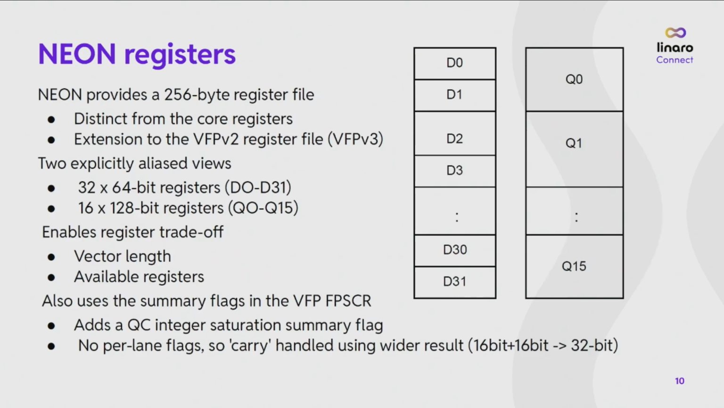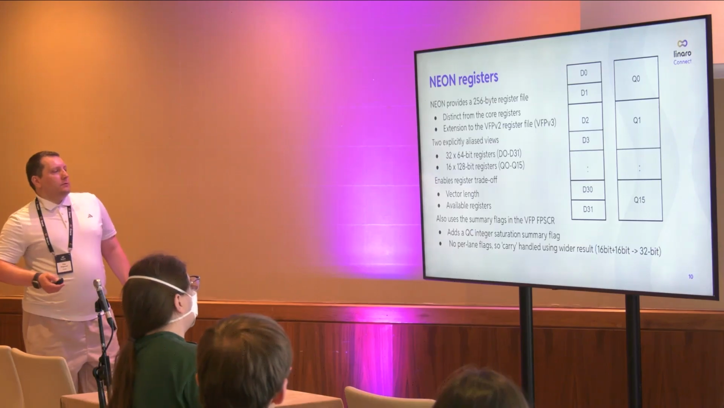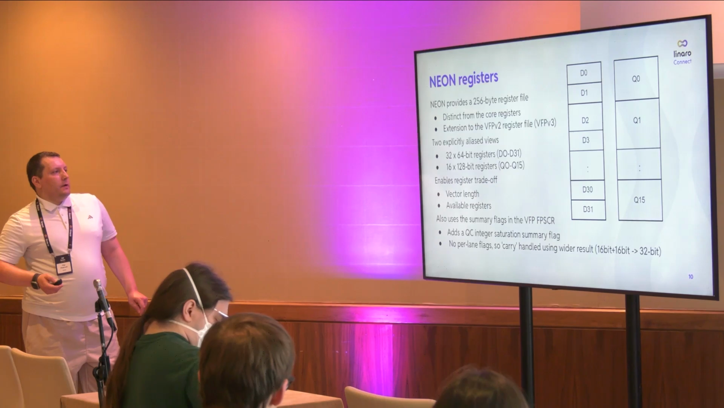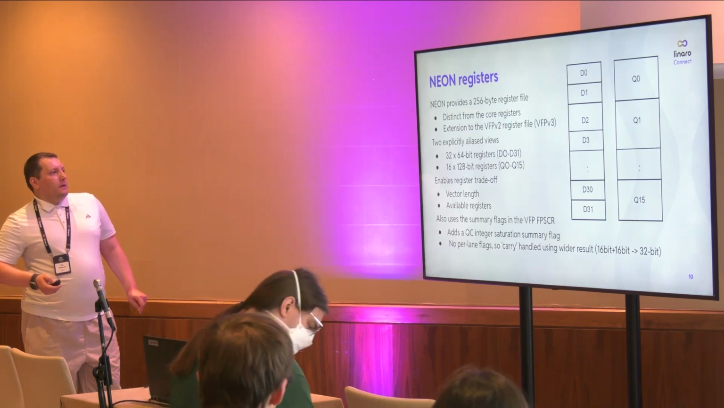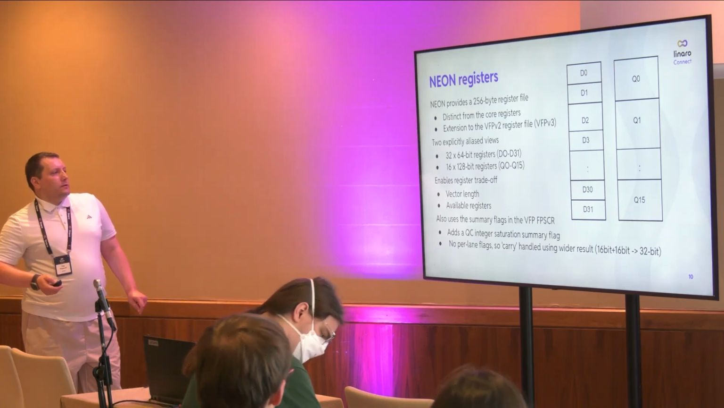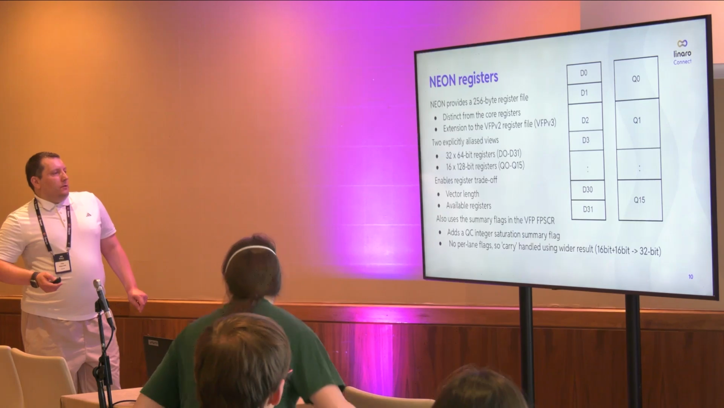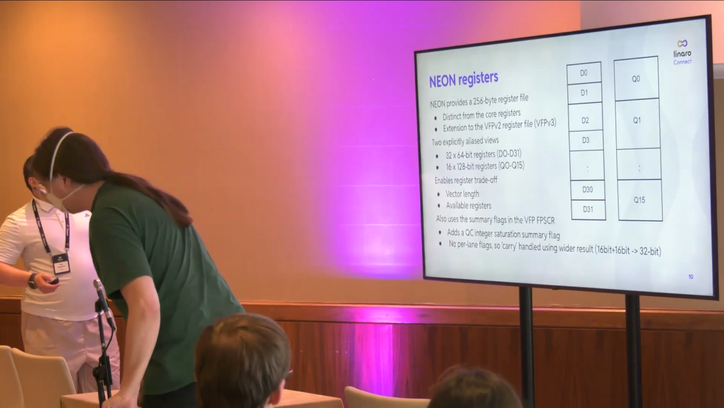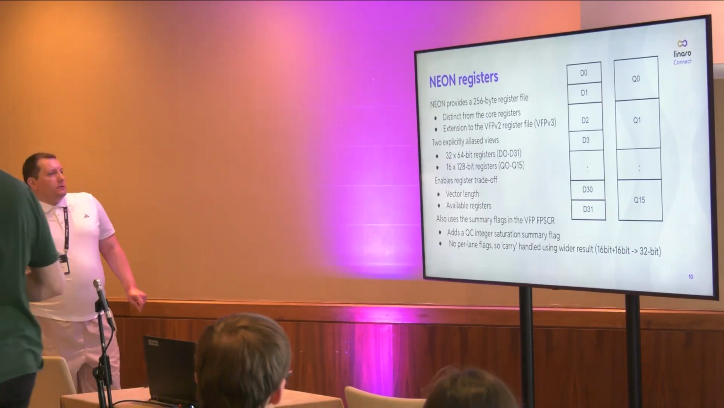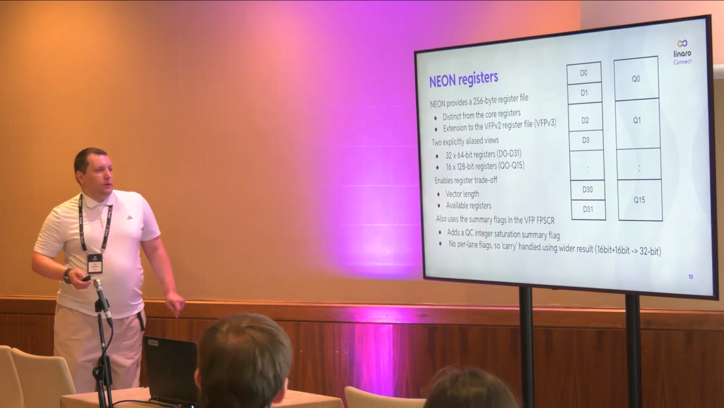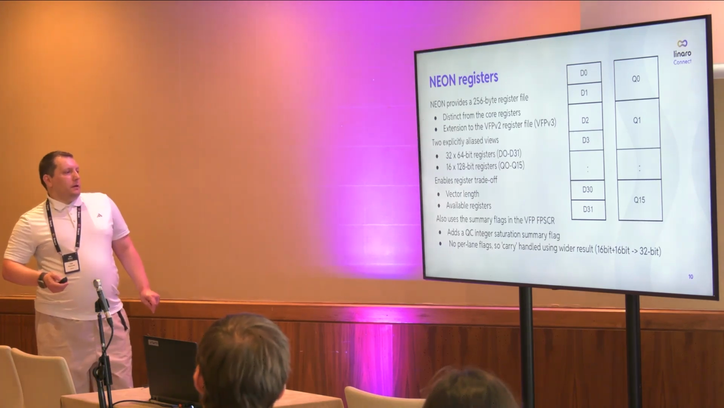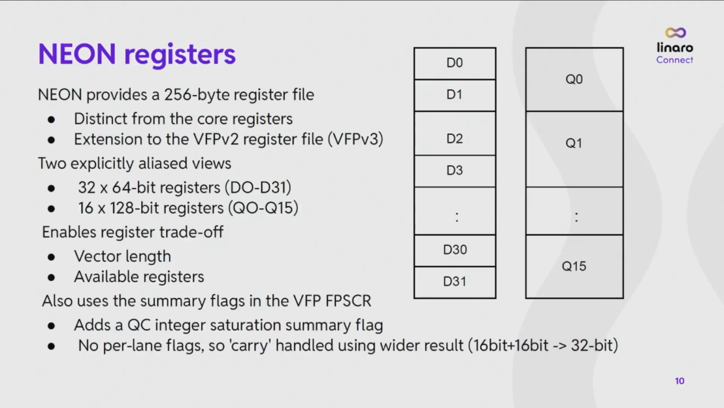NEON comes with a dedicated register bank, a register file. NEON provides a 256 byte register file, distinct from the core registers. You can access the register file as 32 64-bit registers, which are denoted D0 to D31, or 16 128-bit registers, which are denoted Q0 to Q15.